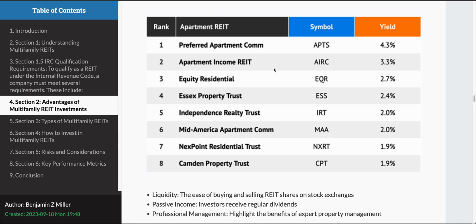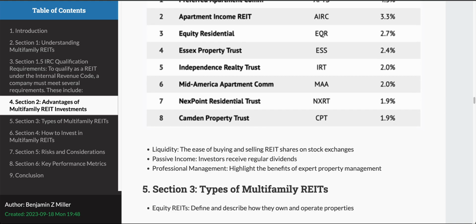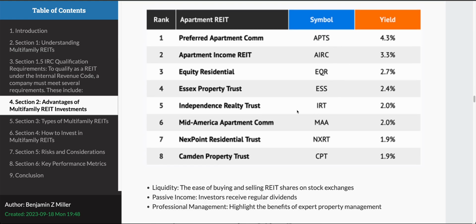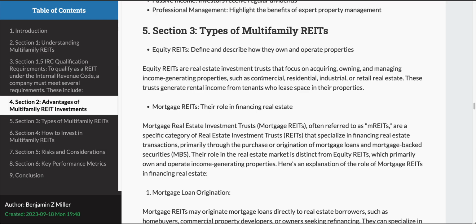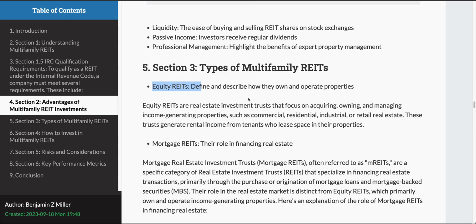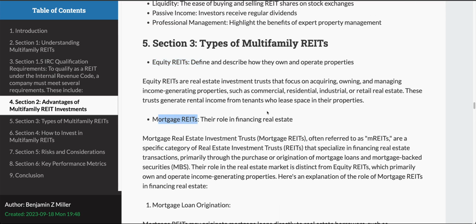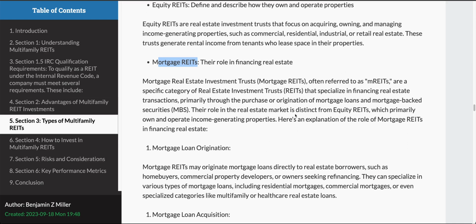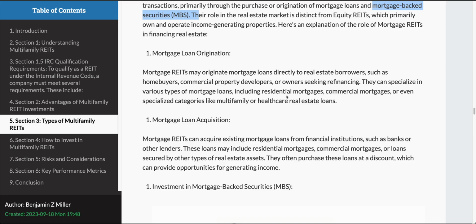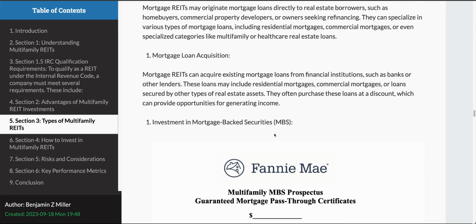These are some large companies: Equity Residential, Independence Realty Trust, and they offer liquidity, passive income, and professional management. They have a stock symbol that you can see there. There's different types of REITs, equity REITs, and these are examples here of equity REITs. But another category of REIT is mortgage REITs, and they are involved in the financing of the acquisition of real estate. There's mortgage-backed securities, and we'll give an example of that a little later. And then there's mortgage loan origination, mortgage loan acquisition.